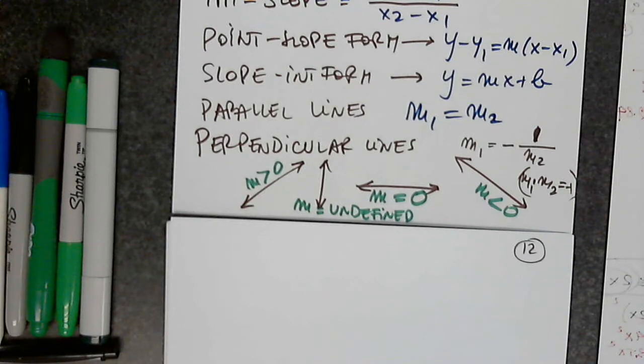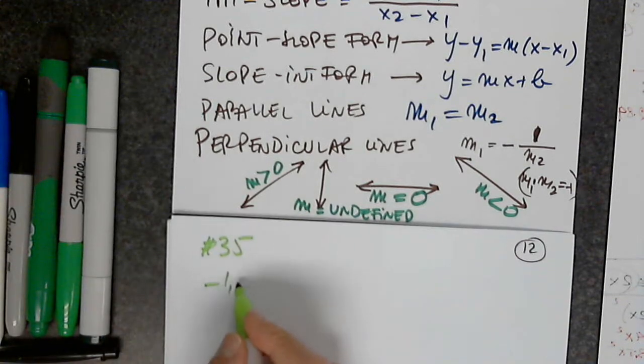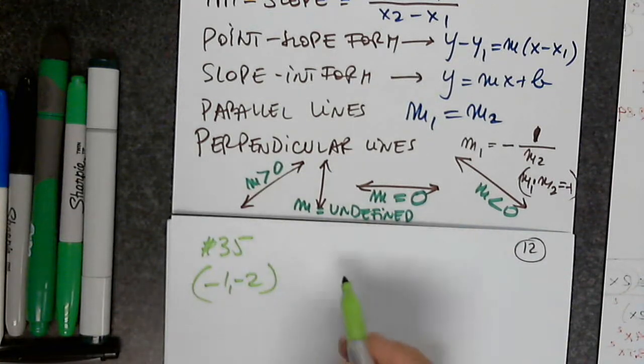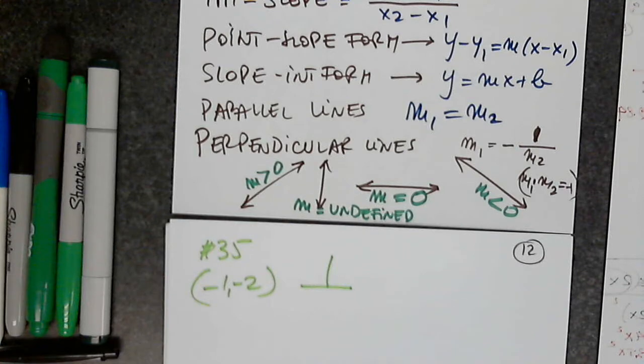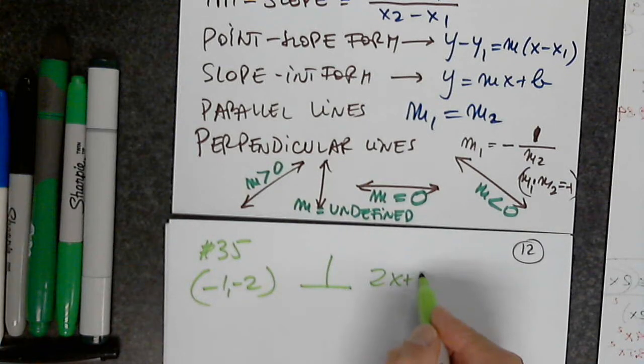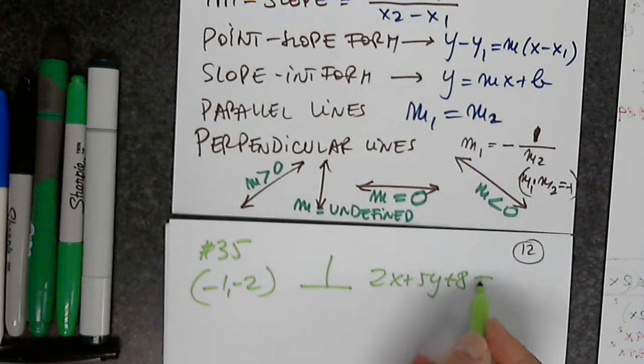Okay, so let's say 35. Many of the problems that are on the list of homework, we are doing them in class. I'm sure you've noticed. So we are asked to determine the equation of a line passing through this point and also perpendicular to the line 2x plus 5y plus 8 equals 0.